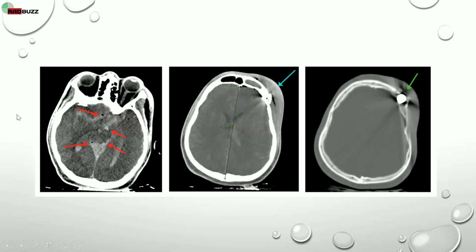Always remember there are three things which appear bright on brain CT. There are three B's. B for bright. It's bone, bullet, and blood.